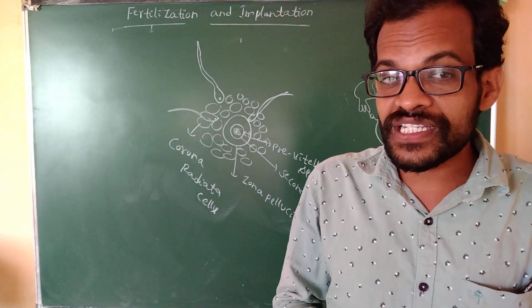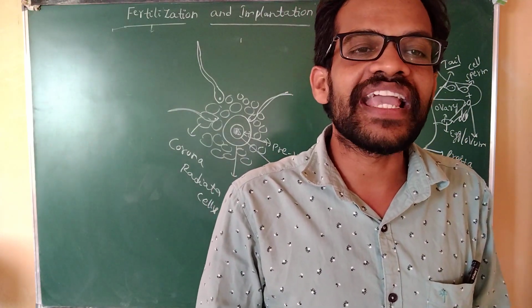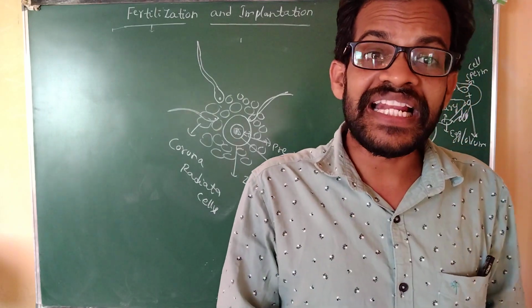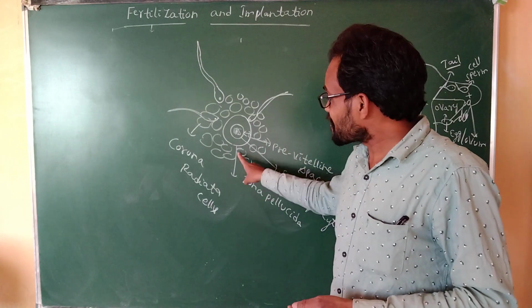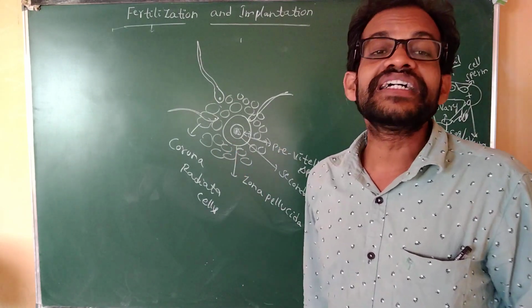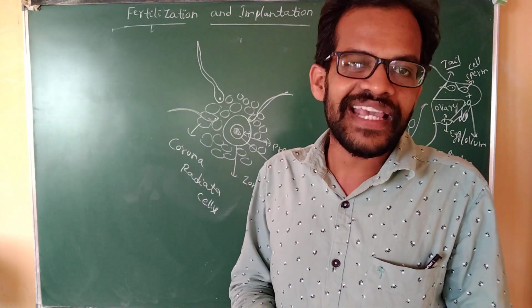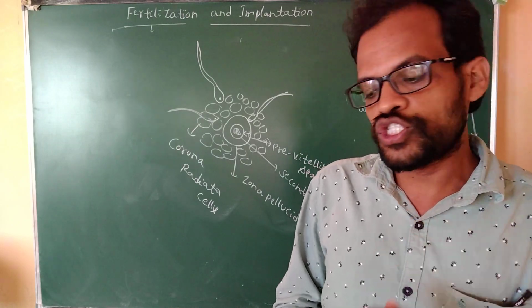The head of the sperm cell consists of the acrosome. The acrosome contains a hydrolytic enzyme, spermolysine. This spermolysine ruptures the zona pellucida membrane. Whenever this membrane is ruptured, the genetic material fuses into the egg cell. Whenever both fuse, the zygote is formed.